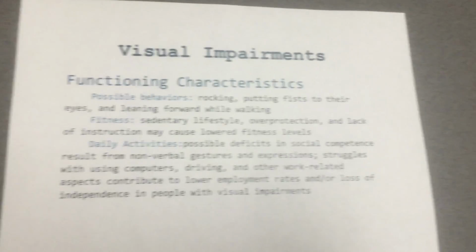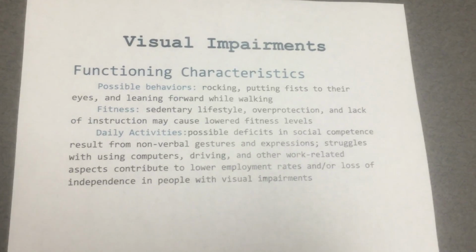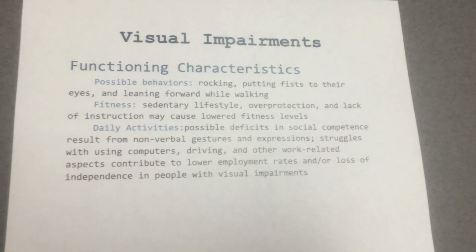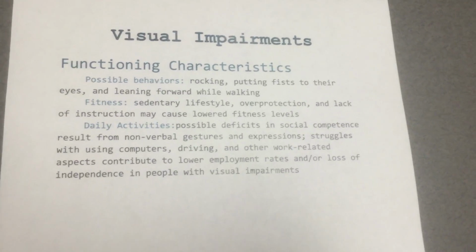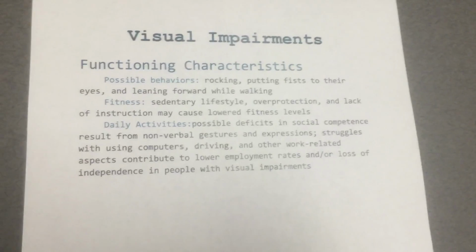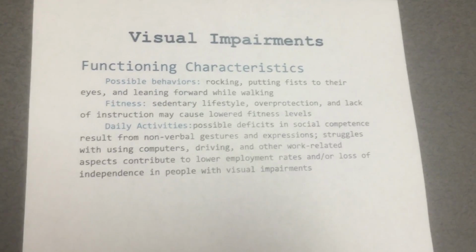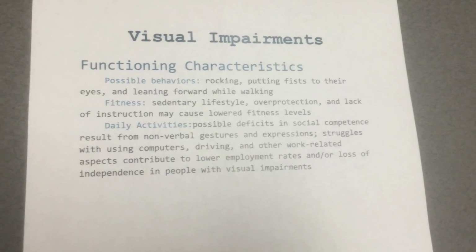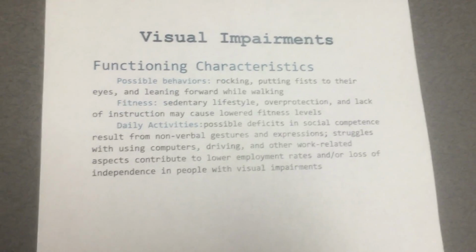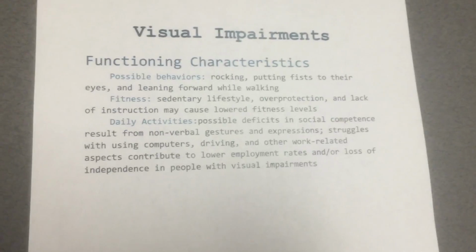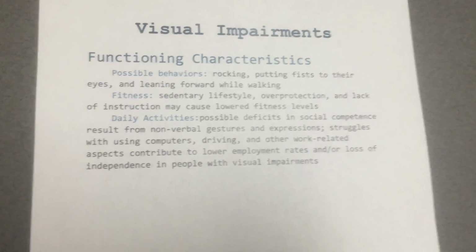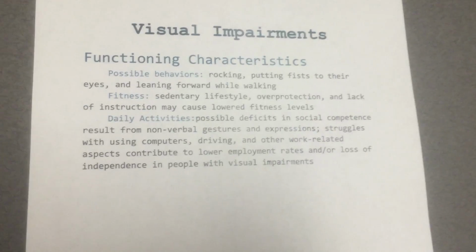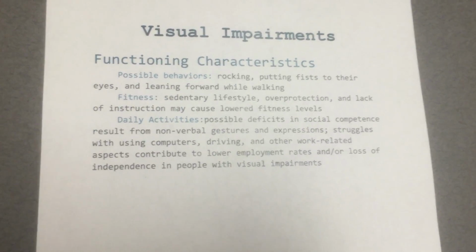All right. So we also have visual impairments, and I'm going to talk about some of the functioning characteristics as well as expand on some other stuff. Some possible behaviors are rocking, putting fists to their eyes, and leaning forward while walking. For fitness, lack of instruction may cause lowering fitness levels.